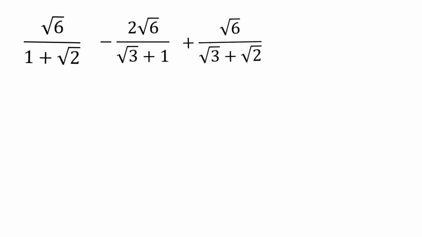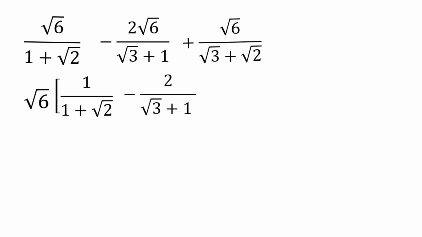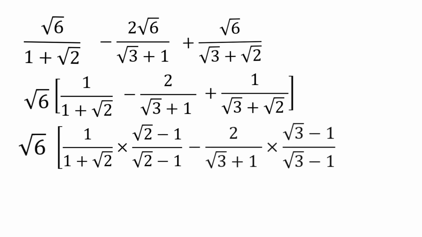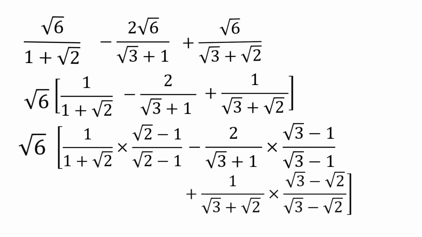Now in these three terms we have √6 in common. Let's factor out that √6. Then we have √6 times [1/(1+√2) − 2/(√3+1) + 1/(√3+√2)]. Then let's rationalize the denominators of each term and simplify. Then we have √6 times [1/(1+√2) × (√2−1)/(√2−1) − 2/(√3+1) × (√3−1)/(√3−1) + 1/(√3+√2) × (√3−√2)/(√3−√2)].